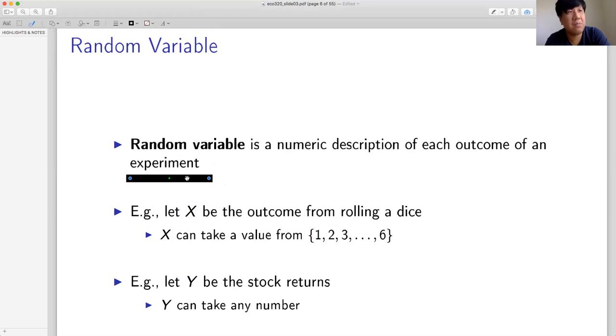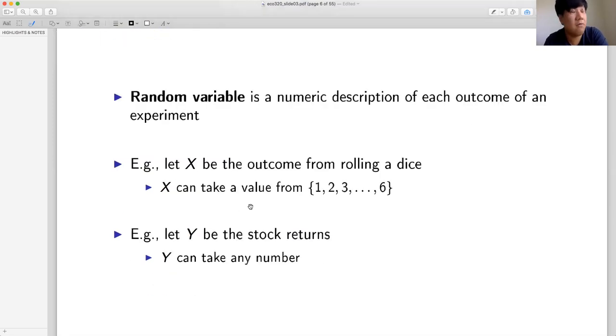But based on the experiment, we're gonna have some outcomes, right? So those outcomes are actually the random variable. So literally, it's random. We don't know what's gonna come up in the following number when you throw a dice. So let's say X be the outcome from rolling a dice. So X can take a value from here. It can be any number 1 through 6, right?